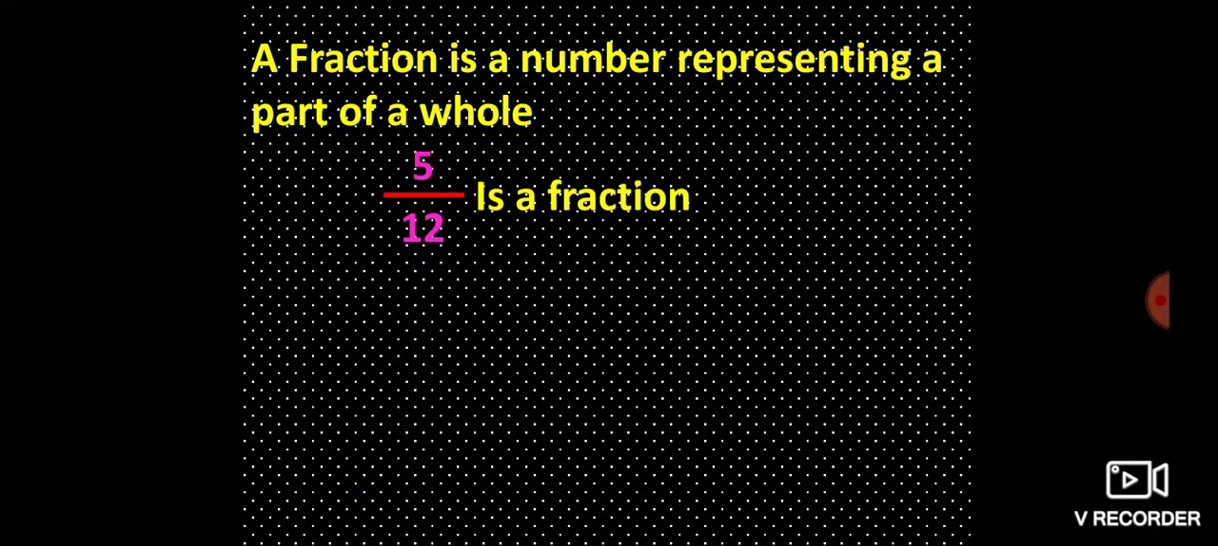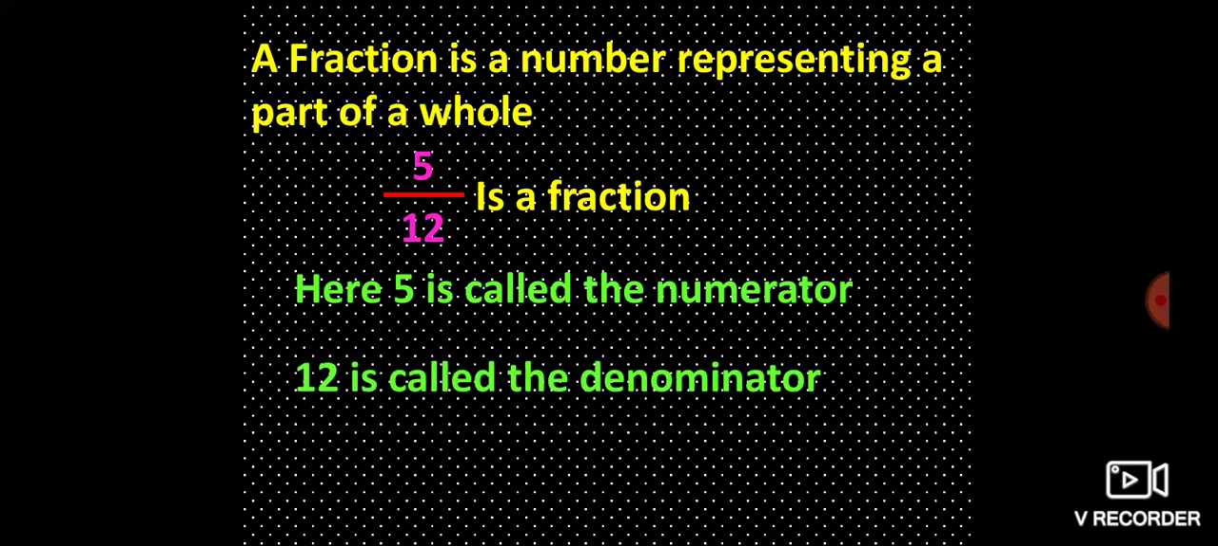Here you can see a fraction 5 by 12. 5 is called the numerator. 5 is the numerator of this fraction and 12 is called the denominator of the fraction. 5 is numerator and 12 is denominator.